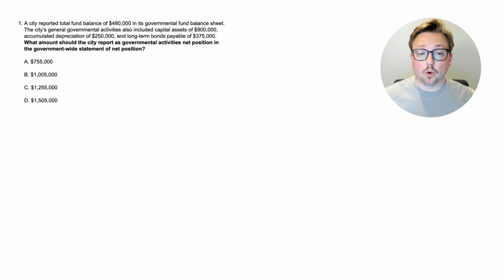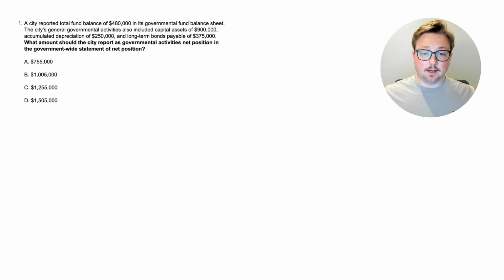So let's do that here. What amount should the city report as governmental activities net position in the government-wide statement of net position? Okay, so immediately, imagine you were on exam day. You now know you're dealing with net position and governmental activities. So let's go to the top. A city reported total fund balance of $480,000 in its governmental fund balance sheet. The city's general governmental activities also included capital assets of $900,000, accumulated depreciation of $250,000, and long-term bonds payable of $375,000. So again, what amount are they going to report as governmental activities net position in the government-wide statement of net position?